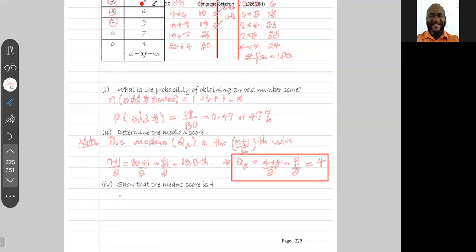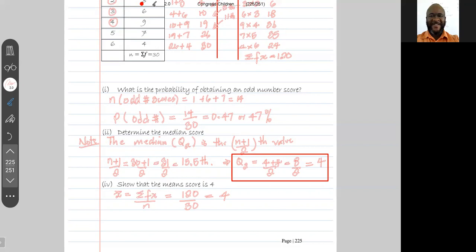Guys, the mean x bar is equal to the sum of fx divided by n. So the mean is equal to 120 divided by n, which is 30. Guys, the mean is 4. We were asked to show that the mean is 4, and we just did.